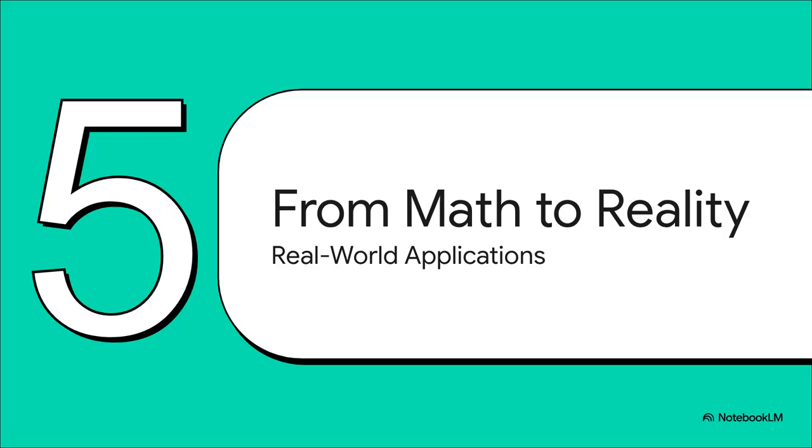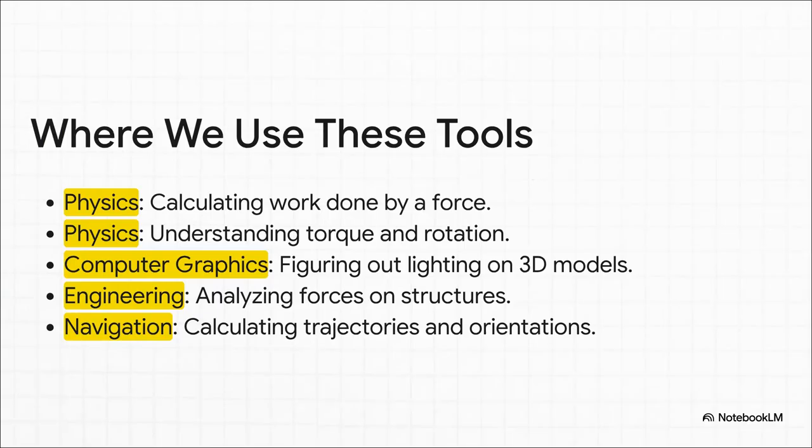So why does any of this actually matter? Who cares? Well, you should, because these aren't just abstract problems in a textbook. These tools are used literally everywhere to describe and build the world around us. In physics, you've got the scalar product for work and the vector product for torque. And get this, in computer graphics, these calculations are what determine how light bounces off a 3D model to make video games look so realistic.